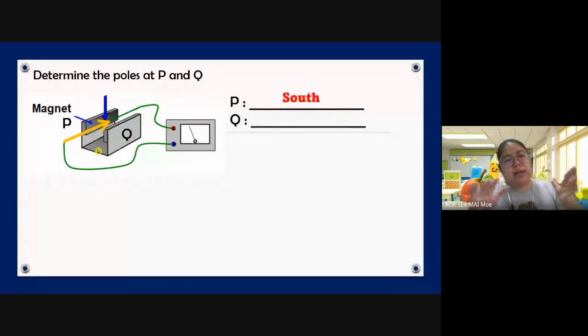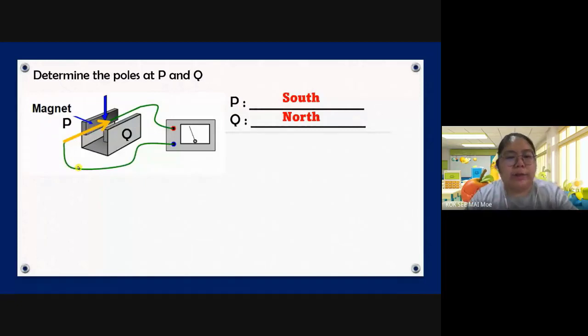So the question can be reversed on us. Not just asking about the current, they can ask about the magnet. For this situation, you should know to use the right hand because there is no battery. In the whole circuit there is no battery supply, which means we need to use the right hand.